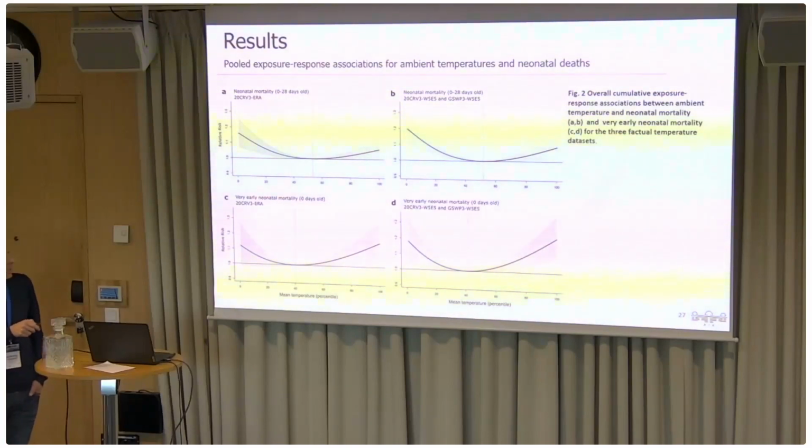Now, the curves are very similar between the different climate models. Probably we expected that, but there are more dissimilarities between neonatal deaths and very early neonatal deaths. In particular, very early neonatal deaths show lower percentiles in terms of temperature and a much higher effect of heat if compared to the neonatal mortality per se.